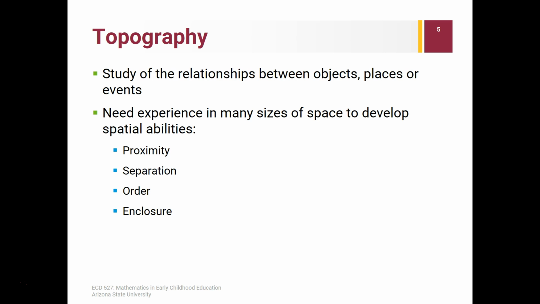Young children begin their study of geometry with topography. Topography is the study of relationships between objects, places, or events. Young children typically need experience in many sizes of space to develop spatial abilities. These experiences can be categorized into the concepts of proximity, separation, order, and enclosure.